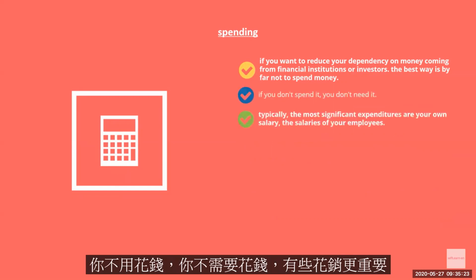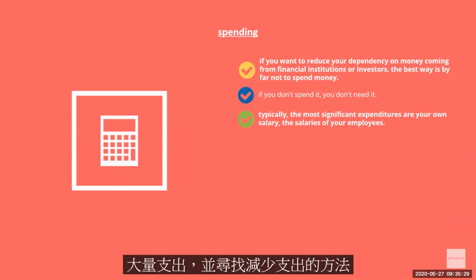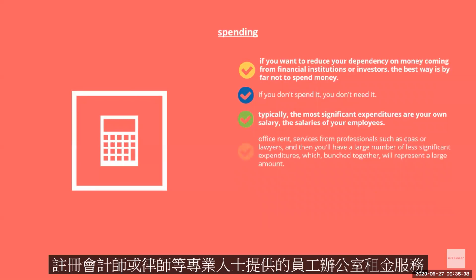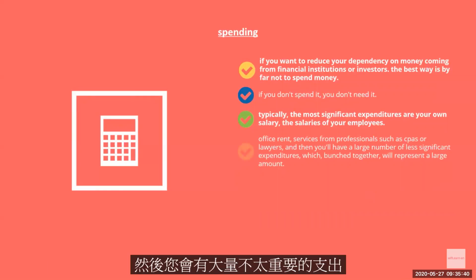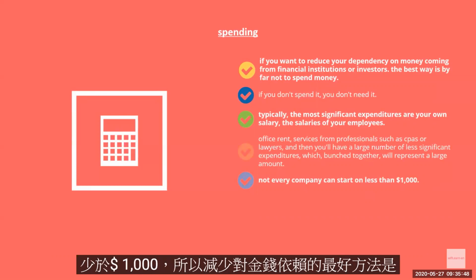Some expenditures are more significant than others when you start a company, and the objective here is to take those significant expenditures and look for ways to reduce them big time. Typically, the most significant expenditures are your own salary, the salaries of your employees, office rent, services from professionals such as CPAs or lawyers, and then you'll have a large number of less significant expenditures which bunched together will represent a large amount.